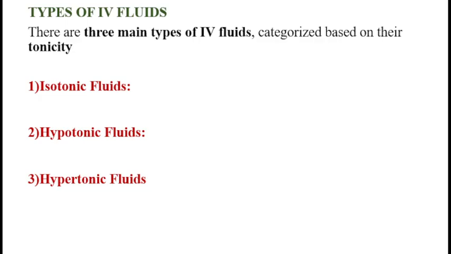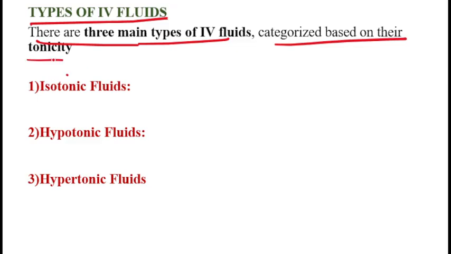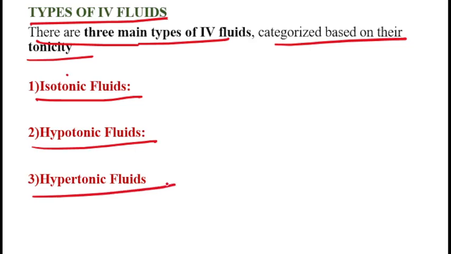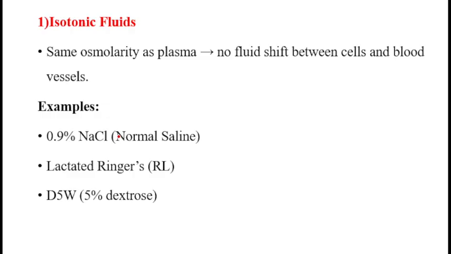So we can classify here types of IV fluids. There are three main types of IV fluids, based upon their tonicity. Based upon the tonicity, IV fluids are classified into three main types, that is isotonic fluids, hypotonic fluids and hypertonic fluids. Okay. So what are isotonic fluids? What are hypertonic fluids? Let us discuss in the next slides.